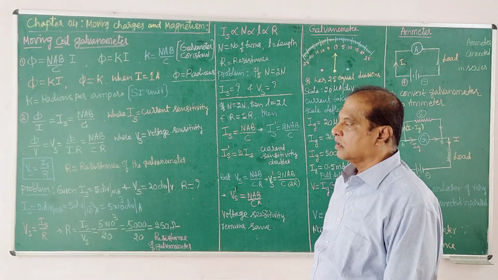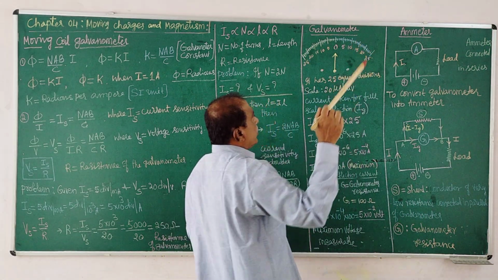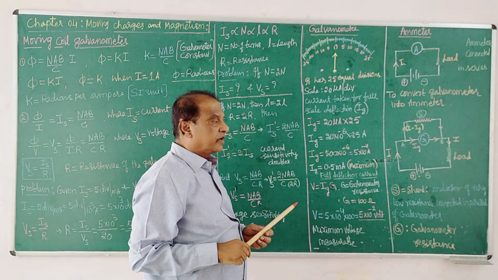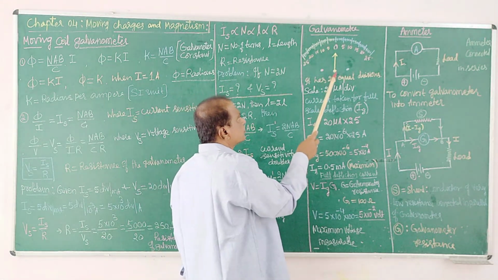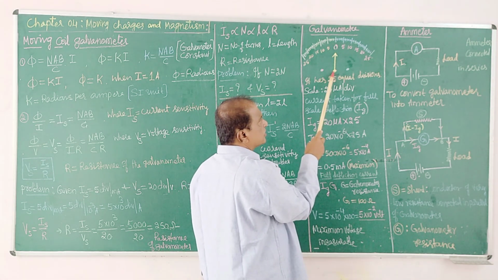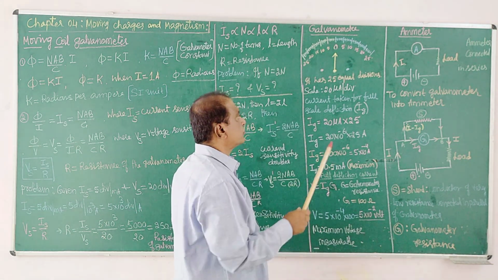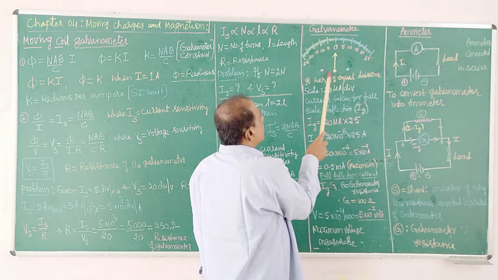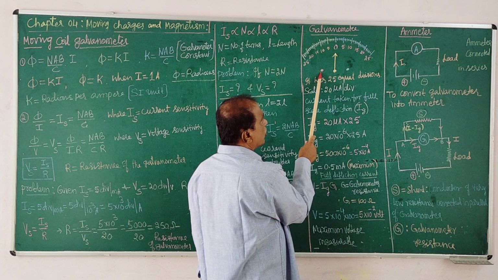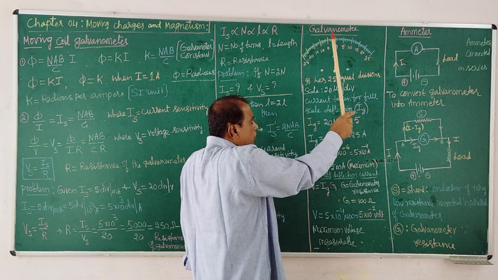Next is about the galvanometer. Let us see the galvanometer directly: the meter, the scale and the needle. The needle is inside, and this magnetism is always fixed perpendicular to the coil. These two dots are the terminals of the galvanometer, to which we give the connection to the circuit. Two terminals.